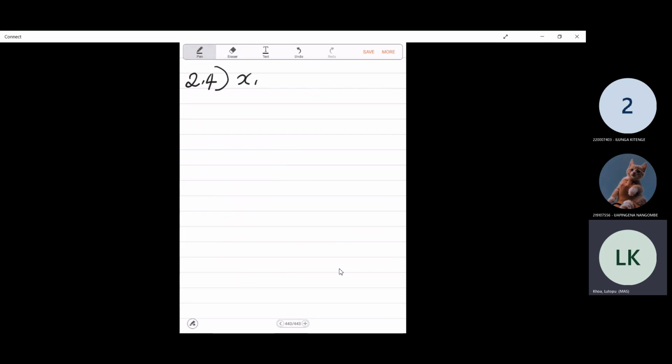We have x1 plus 2x2 plus x3 minus 3x4 is equal to 1, and we are supposed to work out the rank, the basis, and the general solution. So we do the same thing, we write down our augmented matrix. So this is 1, 2, 1, minus 3, and then here I have 1.